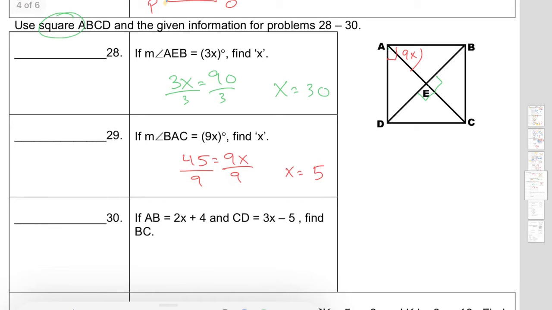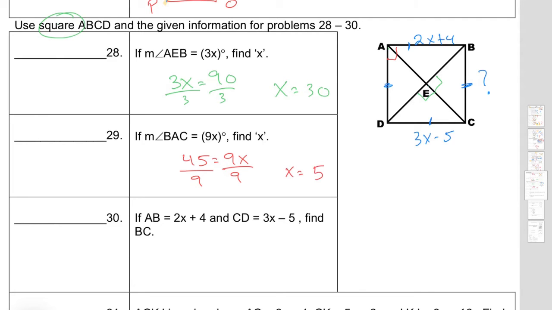Moving on, number 30, it says if AB is 2x plus 4, and CD is 3x minus 5, find BC. So one thing we got to remember is sides of a square are all going to be congruent. So the first thing is I got to figure out what x is.